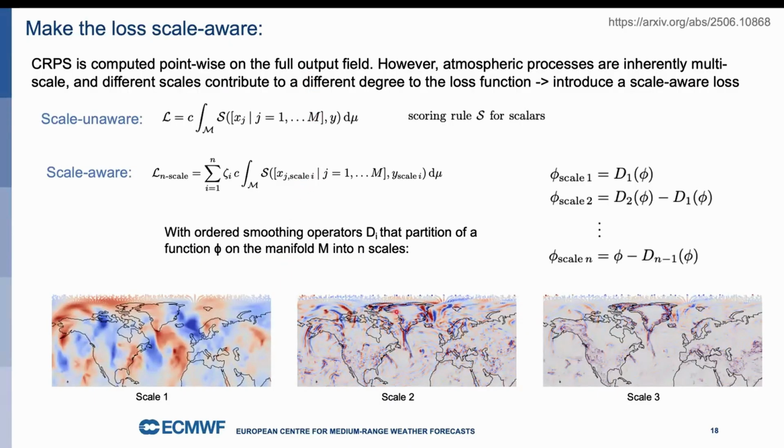So just to show, for example, here is a very coarse scale, where you see the large scale systems or the large scale structure of the atmosphere, and then you can have a scale which has more small scale structure, and then one scale with even smaller scale structures. And here to make the loss scale aware, we do this via a Laplacian cascade. So we can now compute CRPS for each of these different scales and then aggregate, and then the model can decide what variability should live at what scale.